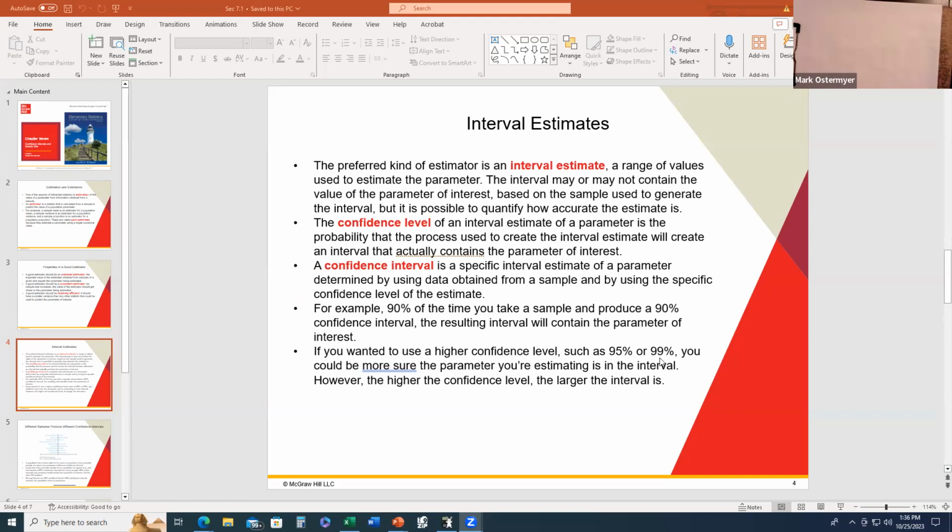If I build a 99% confidence interval, that's saying that if I was to build 100 confidence intervals for an unknown population parameter, 99 of those intervals would contain the unknown population parameter value and 1 would not contain it.